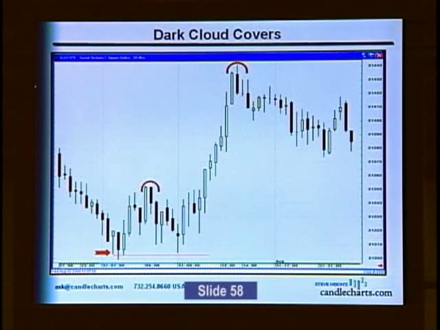Okay, here we have a couple of dark cloud covers. The arrow on your left points to a hammer, which is support.